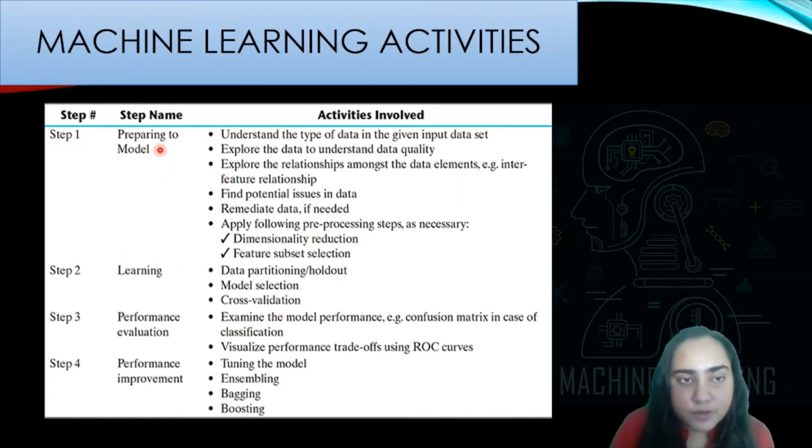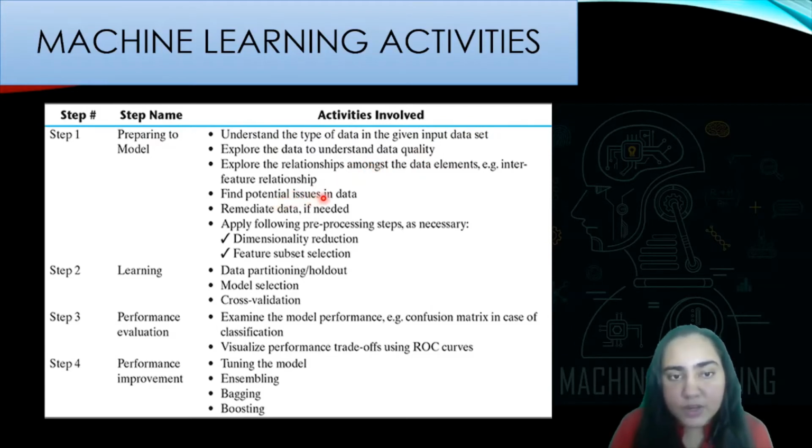So the first step is to prepare to model. In this, you have to, first of all, understand the types of data that are available in your data set. And this is what we will see in this video. We will see what kinds of data can be available in a machine learning project. You also have to understand the quality of your data. You have to understand what relationships those elements have among themselves. For example, height and weight are related to each other, so that could help you later.